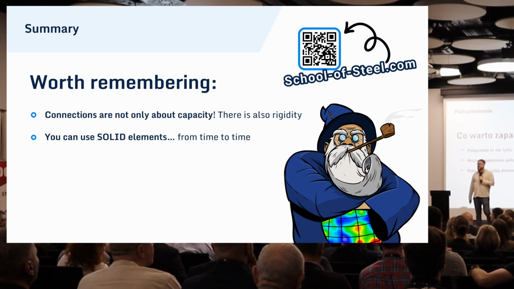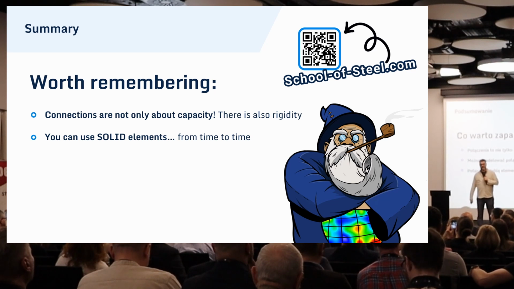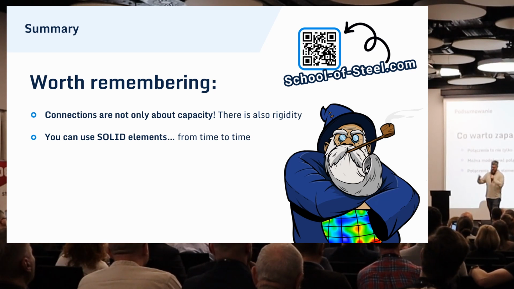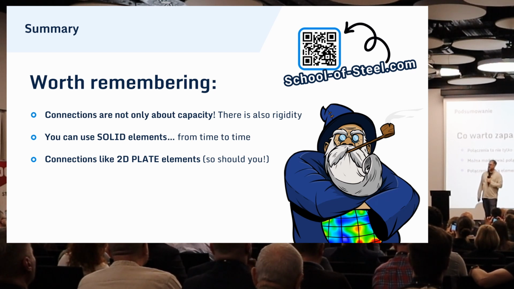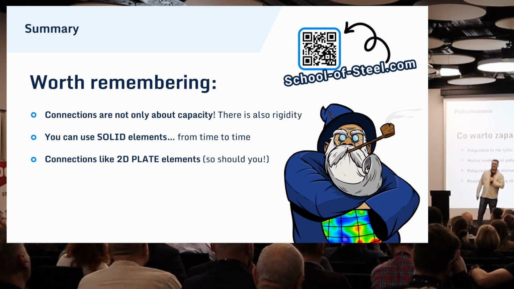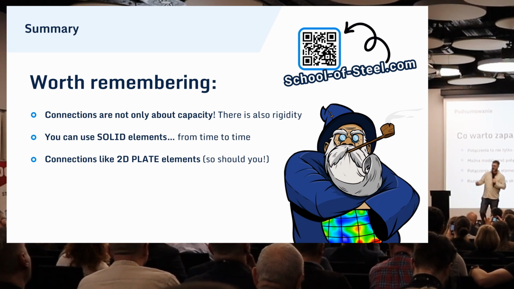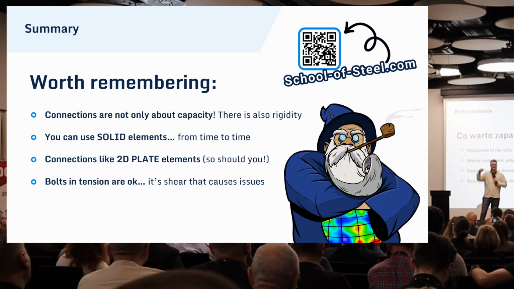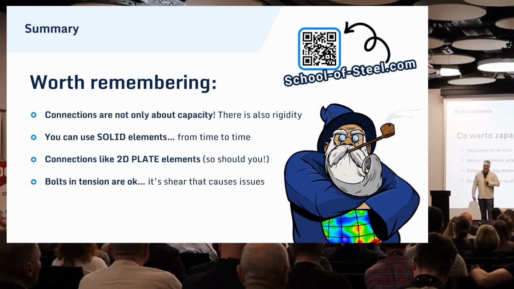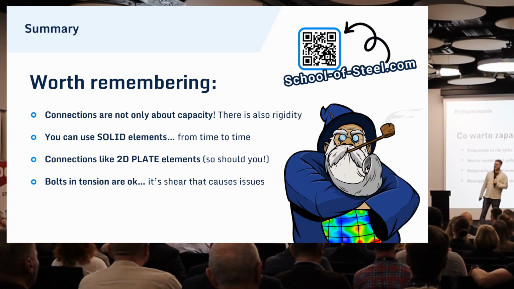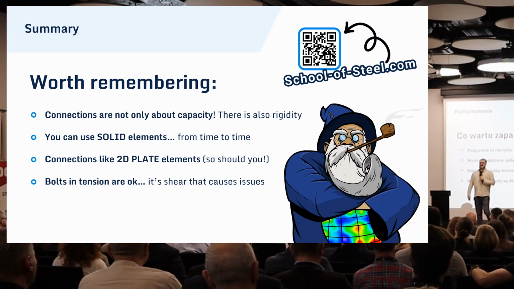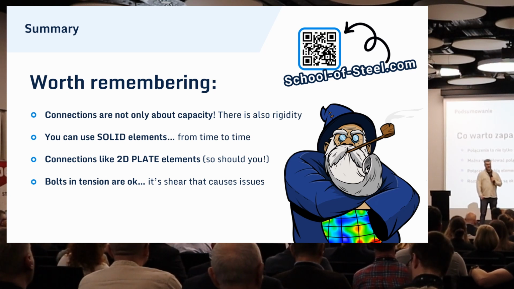After all, it takes a lot of time and effort, and it's way better to use 2D plate elements. Connections really like them, you should like them as well. It really helps to model the connections in a reasonable way, so I would highly encourage you to do so. Also, good to remember that if you're doing FEA, bolt tensions are usually okay. You can use the first, simpler model of calculating the connection, and that's fine.